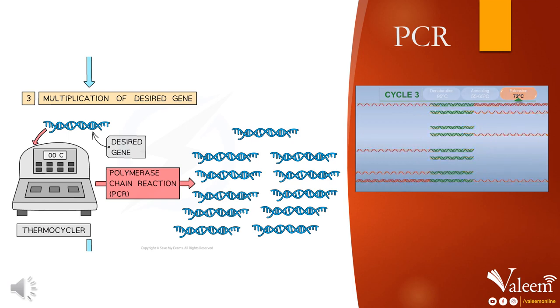These sticky ends are used in the third step. These sticky ends will be attached by the vector, but before that, we need to make a lot of copies of them. And this is done with the help of PCR. PCR is the polymerase chain reaction. In this reaction, we can make a lot of copies of the desired gene.